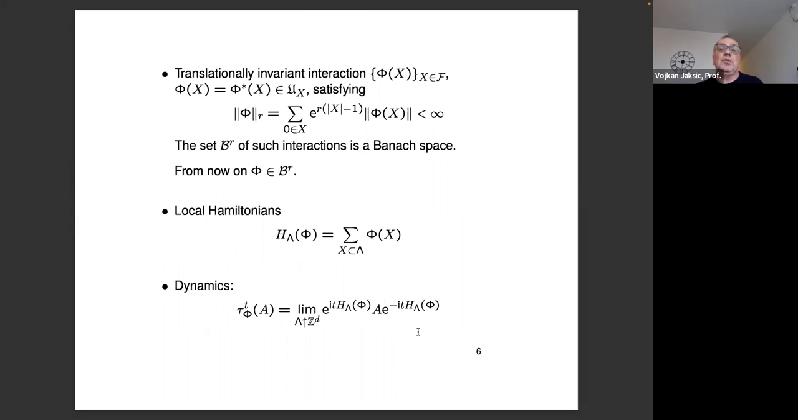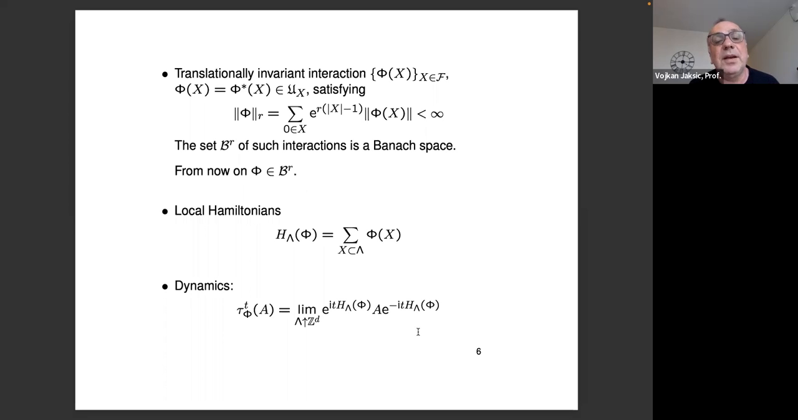So now we go to the notion of interaction. We will deal only with translationally invariant interactions. This interaction is described by the collection phi of x, where phi of x is a self-adjoint operator in our local algebra U of x, and which describes the energy of the spin interaction, of the spins located at the configuration x. So this is just the energy of the spins that are located at x.